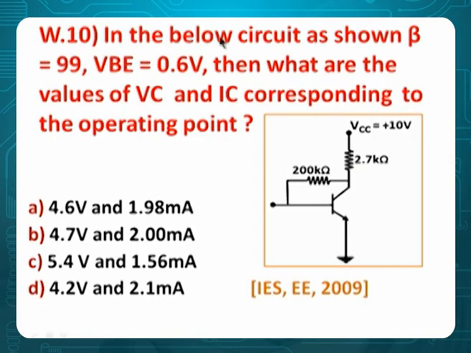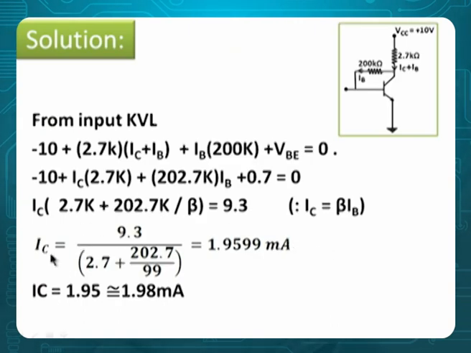Option is B. 10th. In the below circuit as shown in figure, beta is 99, VBE is 0.6. Then what are the values of VC and IC corresponding to the operating point? He is simply calculating. Please remember, whenever you have a resistance from collector to base, you will have IC plus IB here. So I will take input KVL and output KVL. VCC minus IC plus IB minus IB RB minus VBE is equal to 0, and that's the input KVL. Substitute everything and get the value of IC there.